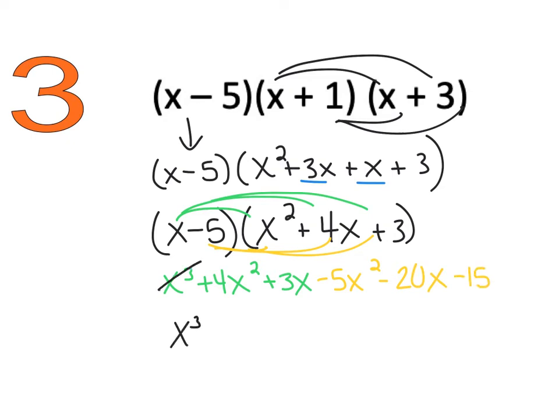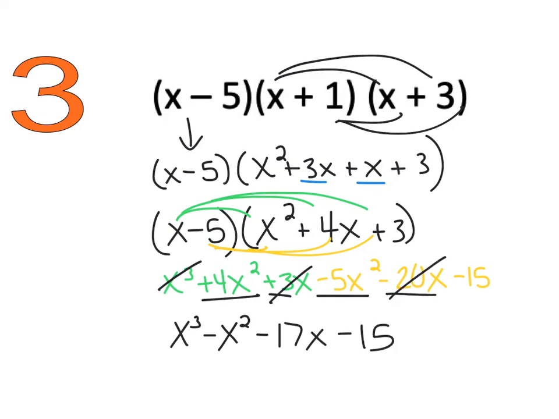Combine my like terms one last time, gives me x cubed minus x squared plus 3x minus 20x is minus 17x, and then a minus 15. So I've got a cubic polynomial, leading coefficient 1, and constant term is negative 15.